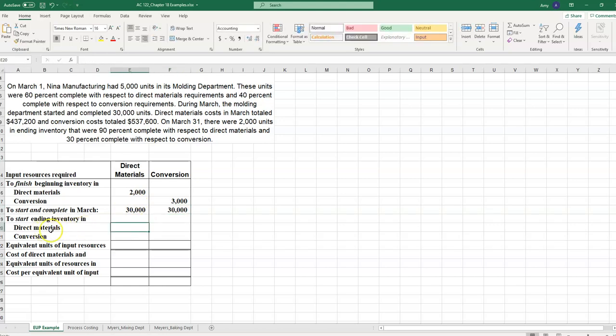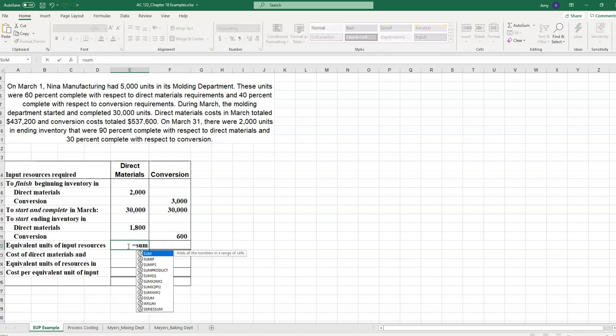And at the end, we have our ending inventory, and we need to know how complete that ending inventory is. Unlike the beginning inventory, when we're doing the ending inventory, we take the actual amounts it gives us. So we have 2,000 units in ending inventory that are 90% complete. So we're going to take 2,000 times 90%. And for conversion, they are 30% complete. We'll take those 2,000 units times 30%.